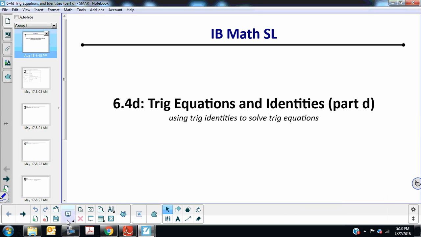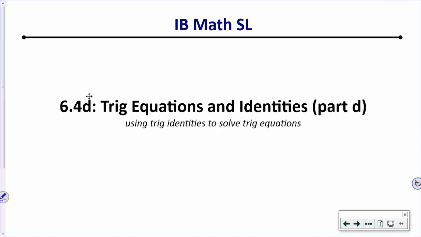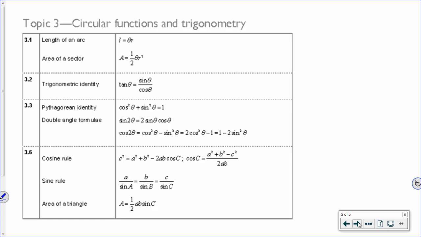In this video, I'll be going over lesson 6.4d, which is using trig identities to solve trig equations. Again, here are the trig identities as they appear in the booklet. We see the tangent identity, the Pythagorean identity, and the double angle formulas for sine and cosine.